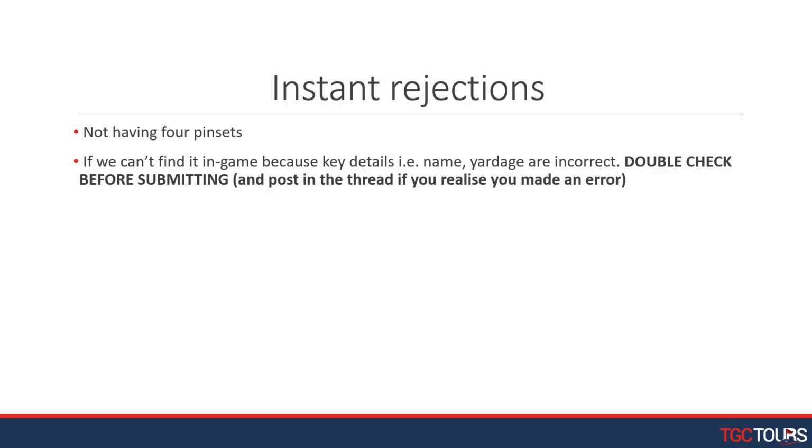If we cannot find it in game because you haven't named it correctly, and please check the key details. If the name is not searchable in game, if the yardage is wrong, that one really, if there's multiple courses with similar name and none of them have the yardage you specify, I'm not going to spend my time working out which one you might have meant because you didn't check. Please double check before submitting. We get roughly 50 courses a day. If we can't find it, we won't review it.